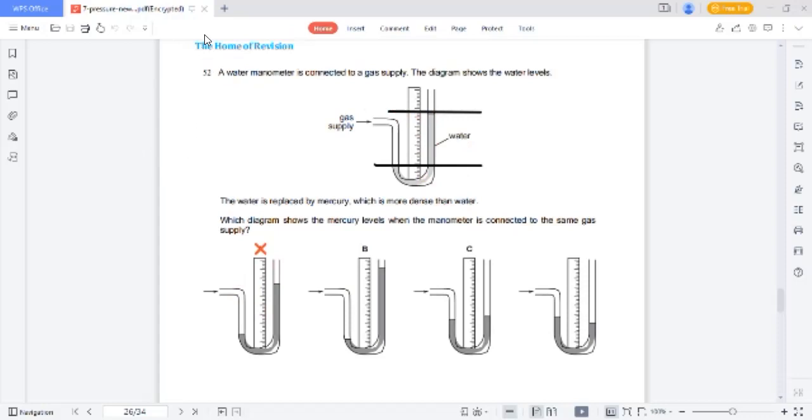Now, mercury is denser, so it cannot have more height than water. So we can ignore this option as well, because mercury is more dense than water, so it cannot rise more than water. Option D is incorrect. It shows that the gas pressure is less than atmospheric pressure. The atmosphere pushes this region more, so it's wrong. So this one looks a little better because it will generate a very small pressure.